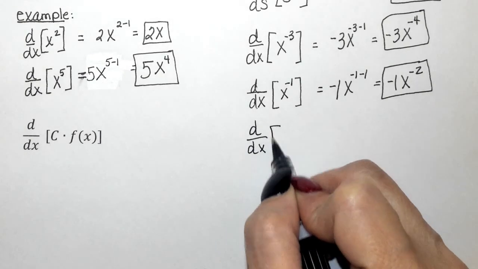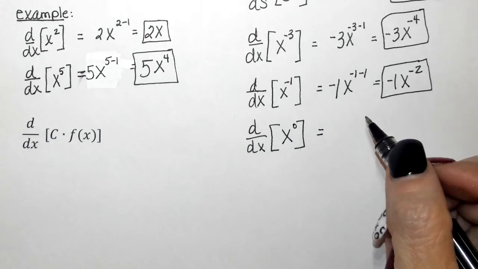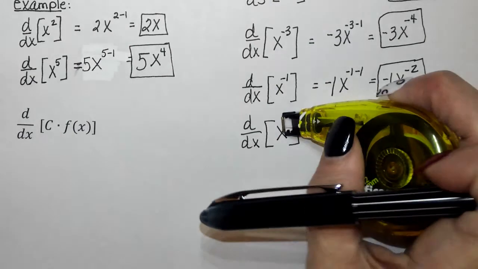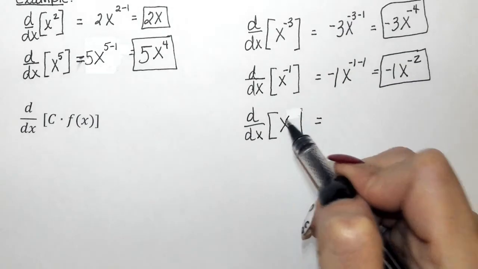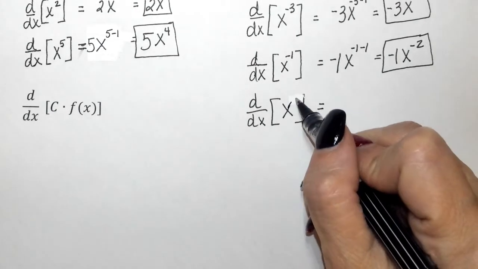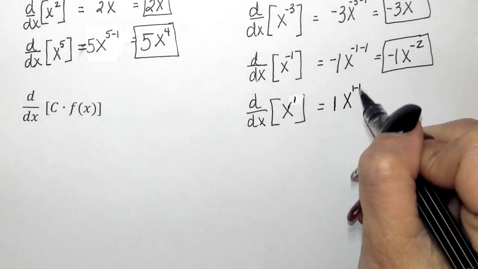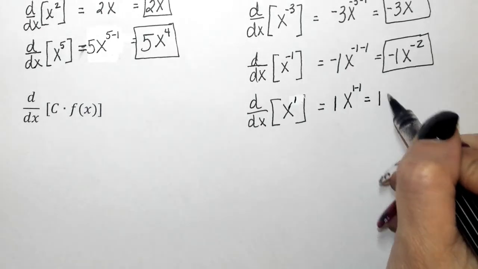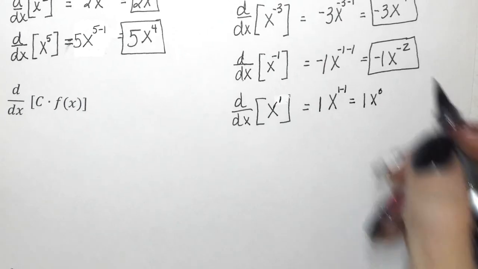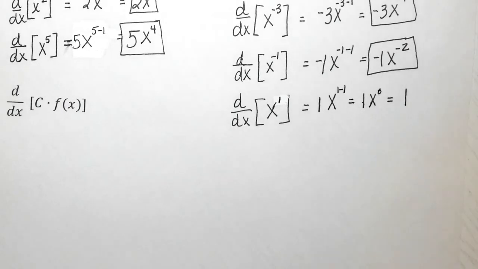All right, I actually have one more, sorry. Oh, sorry, not x to the 0, just x. All right, so this is like x to the 1, so you would bring the 1 to the front. It would be x to the 1 minus 1, which is 1 times x to the 0 power. Anything to the 0 power is 1, right? So this is like 1 times 1, so it would just be the number 1.